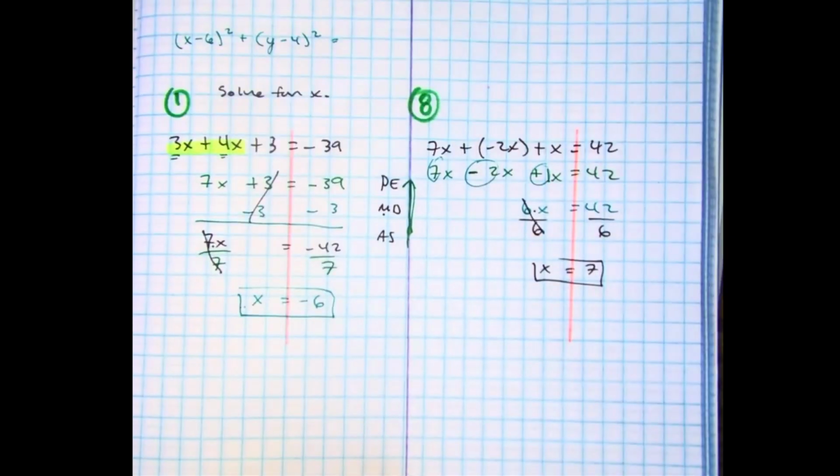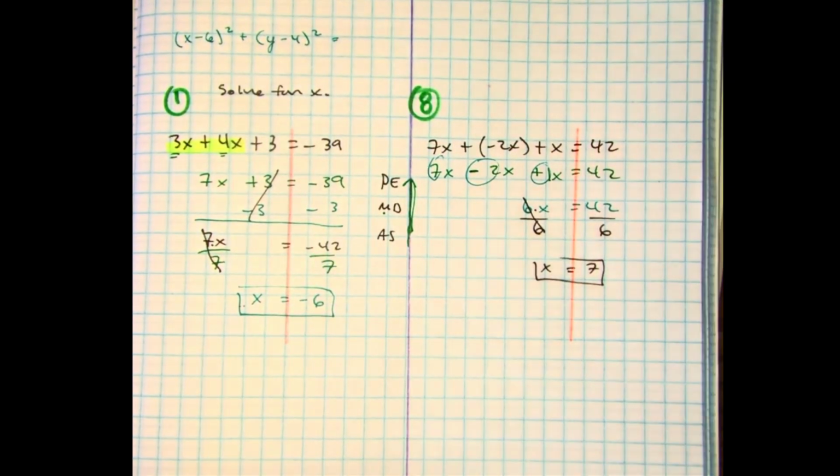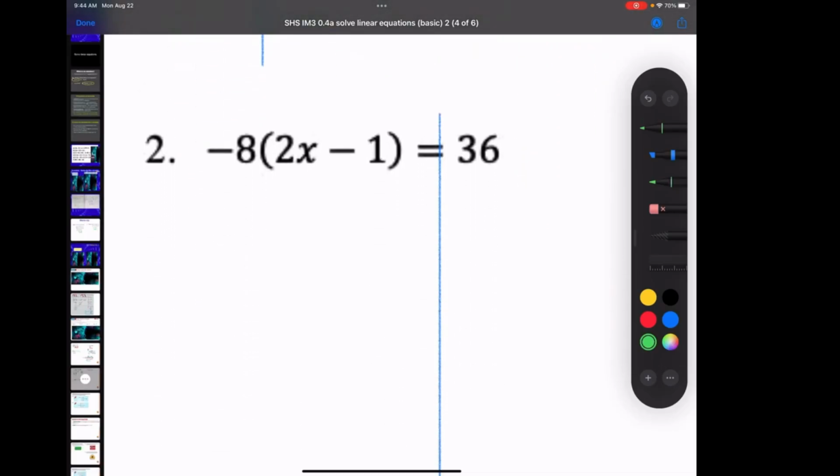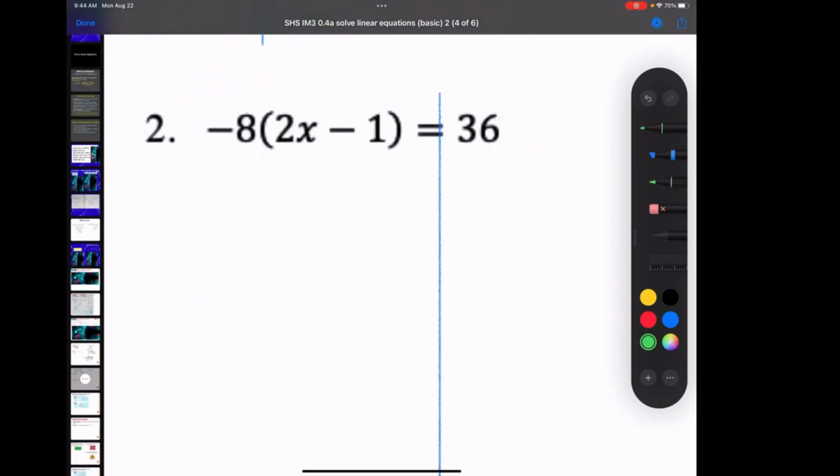So in this problem, all you had to do was combine like terms and then solve for x. All right, question number 2. I see parentheses, so I'm going to distribute to everything inside the parentheses. Distributing is multiplication, so I have negative 8, and I'm going to multiply that to the 2x. I'm going to multiply that to the negative 1. Do you see how I passed out the green candy?